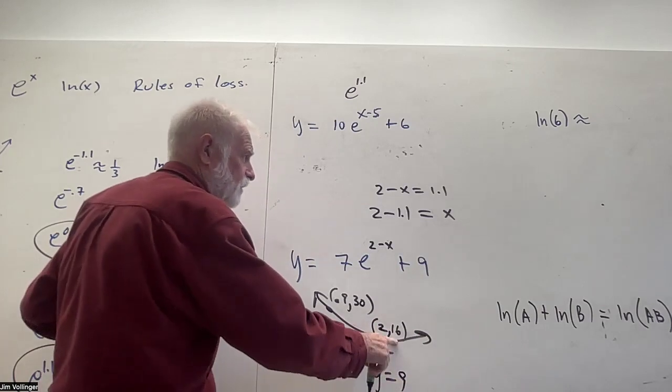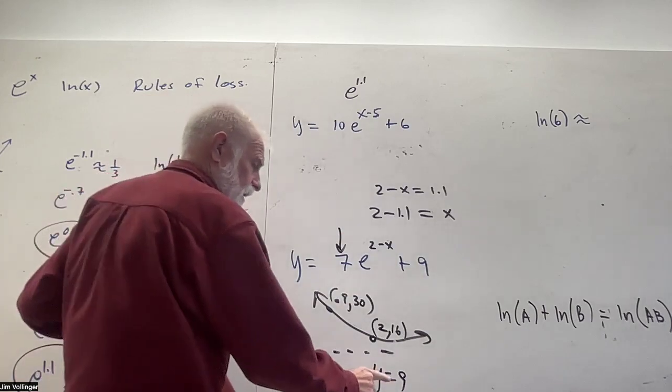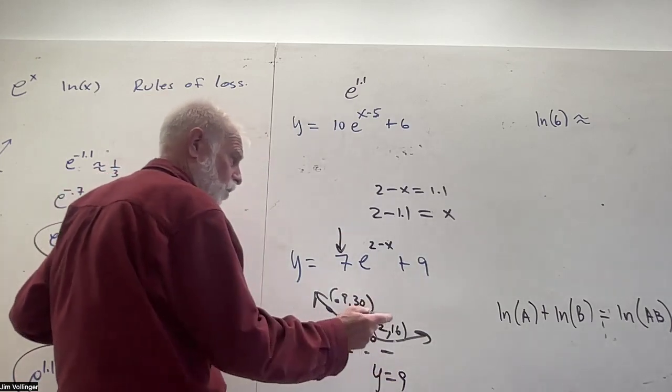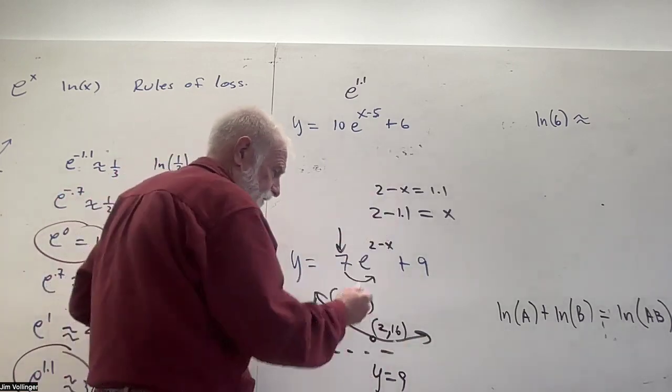So how do you get from 9 to 16? Well, I think that's jumping out at me. And how do you get from 9 to 30, 21? Well, 7 times 3 is 21, plus 9, 30.